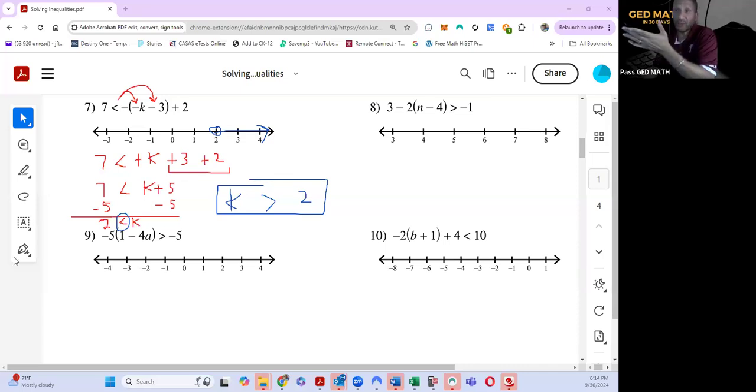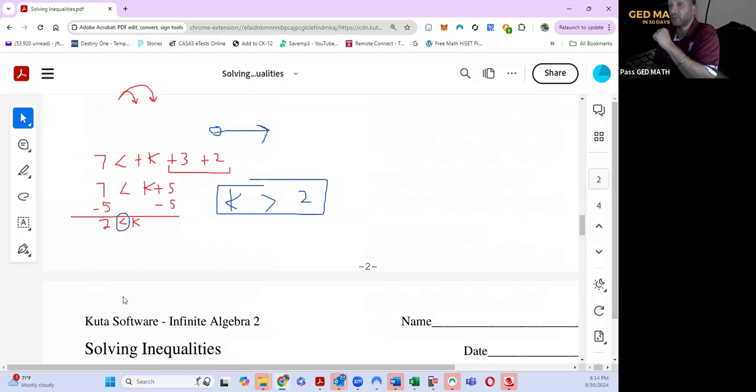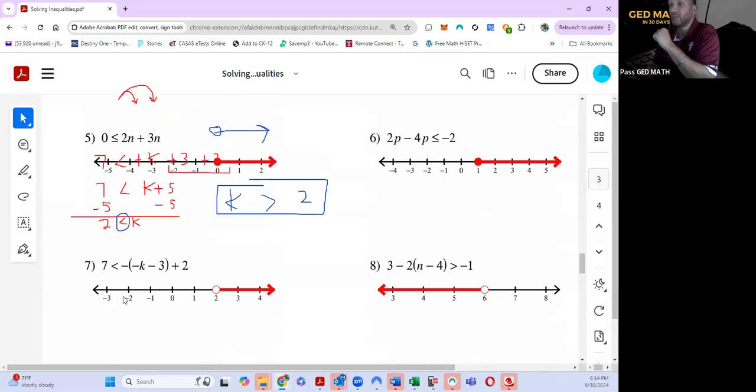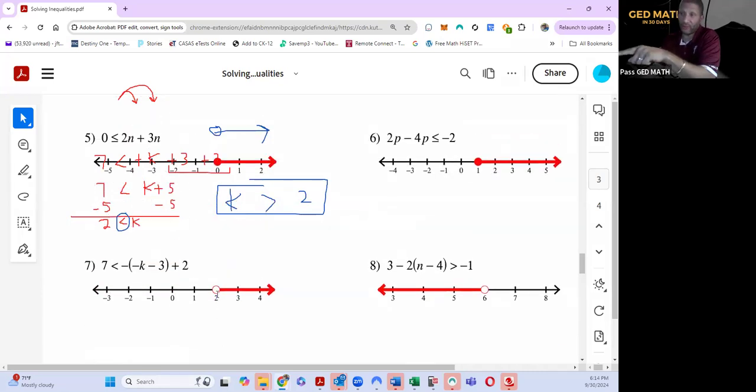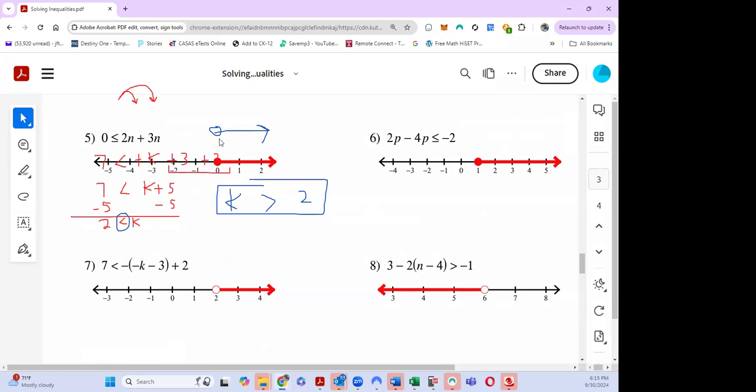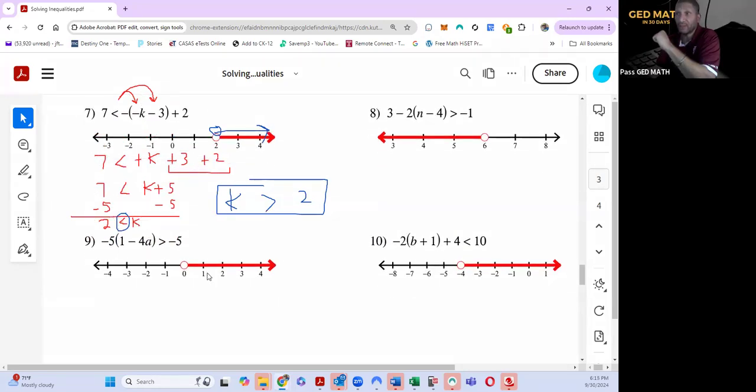So what we do then is go check. As you're practicing, after you do a problem, go check your answer if the answers are available. Let's go to number 7, k greater than 2. It doesn't have an answer, but it's a graph. Look at that open circle at 2, just like we had. Open circle, arrow to the right. So look at that. See?